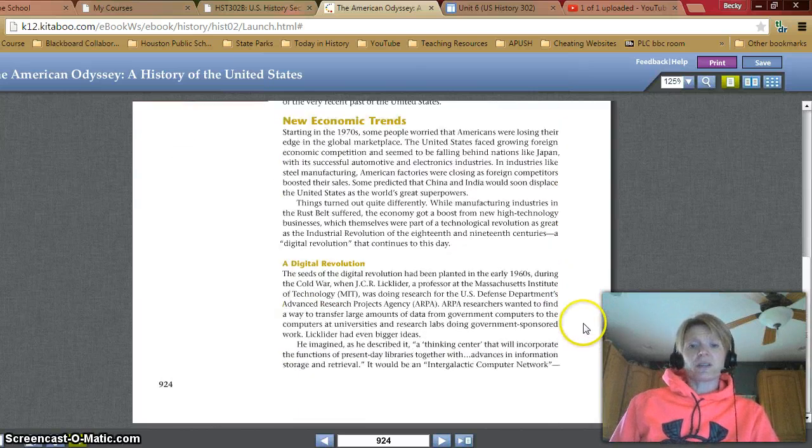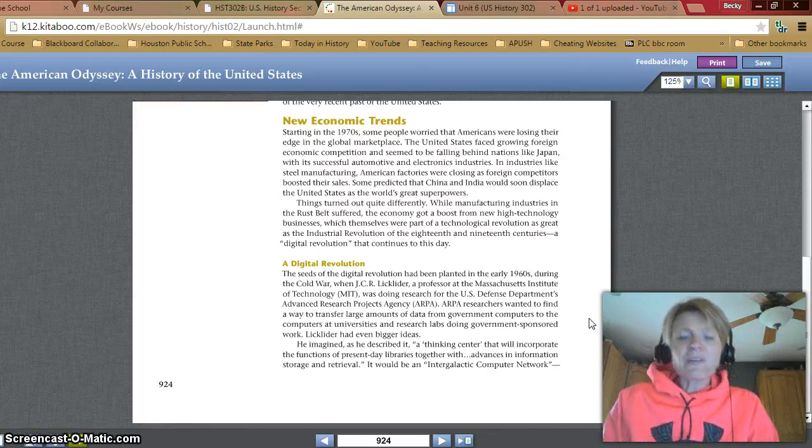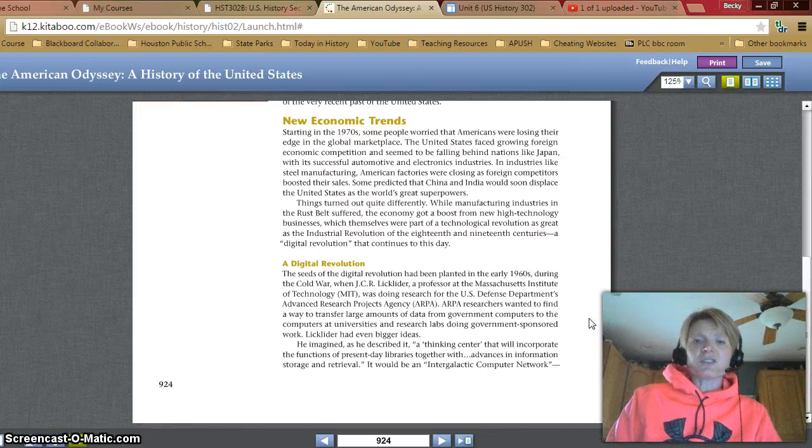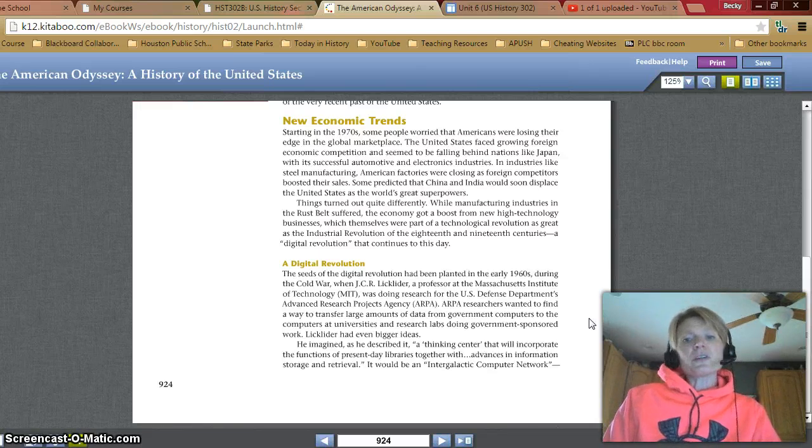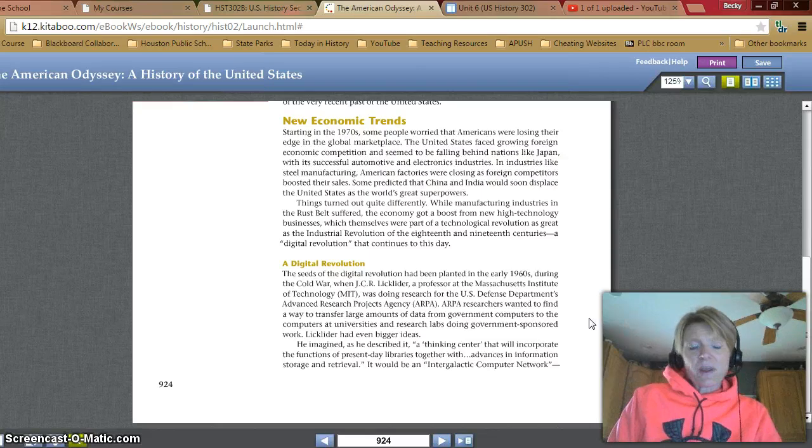The Digital Revolution. The seeds of the digital revolution had been planted in the early 1960s during the Cold War when J.C.R. Licklider, a professor at Massachusetts Institute of Technology, MIT, was doing research for the U.S. Defense Department's Advanced Research Projects Agency. ARPA researchers wanted to find a way to transfer large amounts of data from government computers to the computers at universities and research labs doing government-sponsored work. Licklider had even bigger ideas.